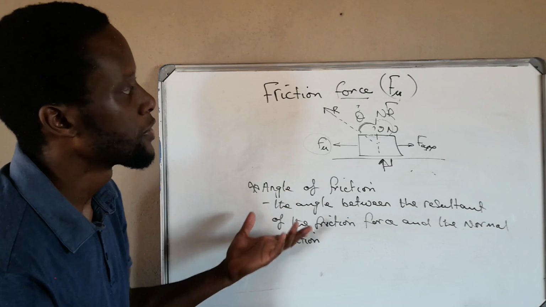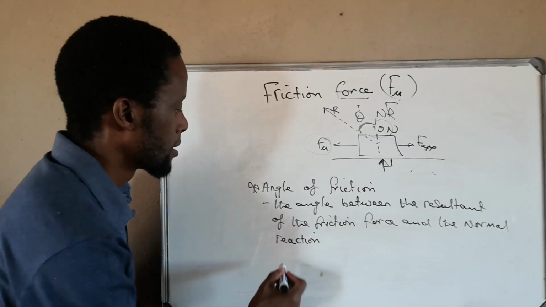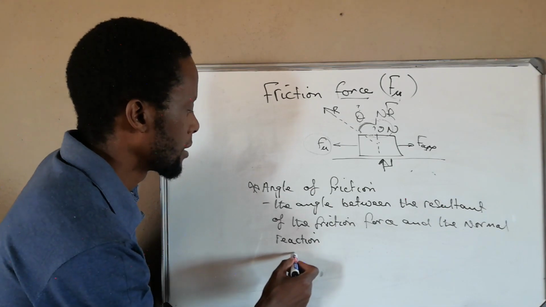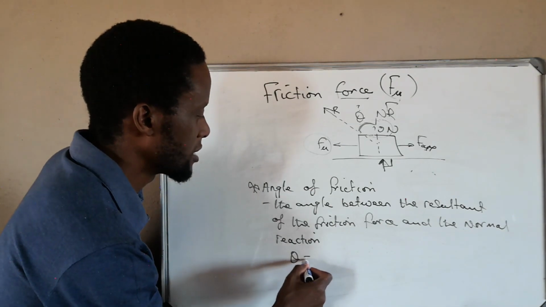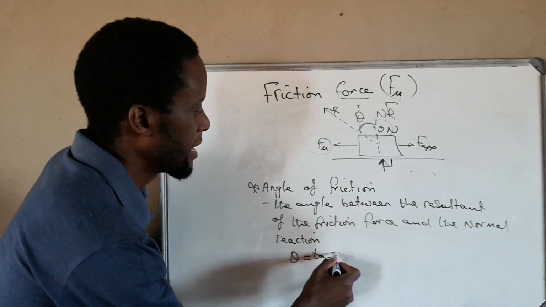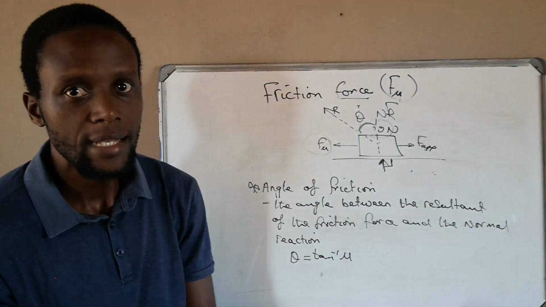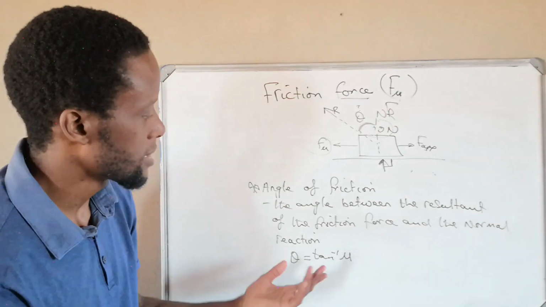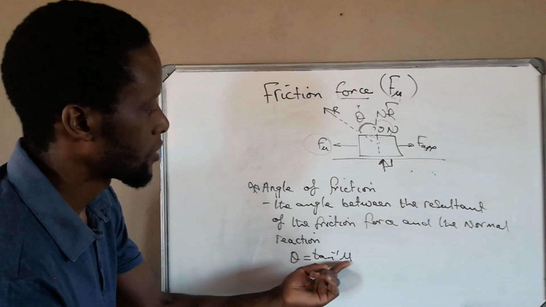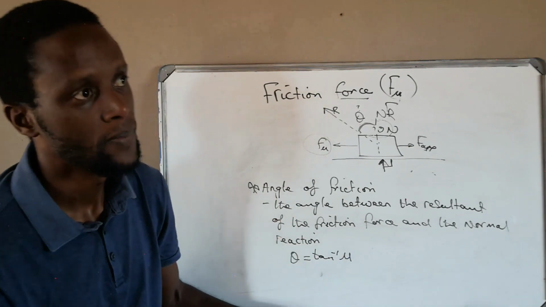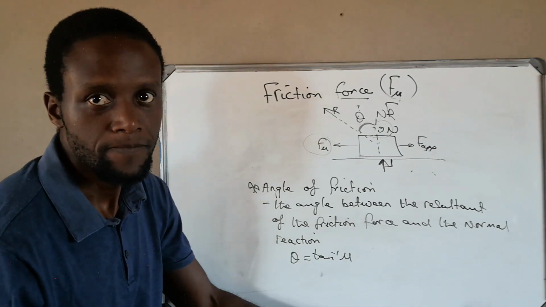Now, to calculate for it, it's either we get our coefficient of friction or we can calculate it manually, but our angle of friction is equal to tan inverse the coefficient of friction. Tan inverse the coefficient of friction. In most cases, it's either they give us the coefficient of friction or they give us the angle of friction, then we can manipulate those ones.